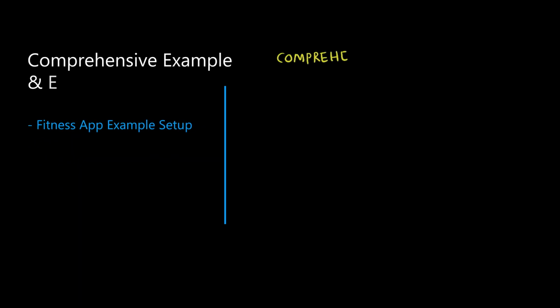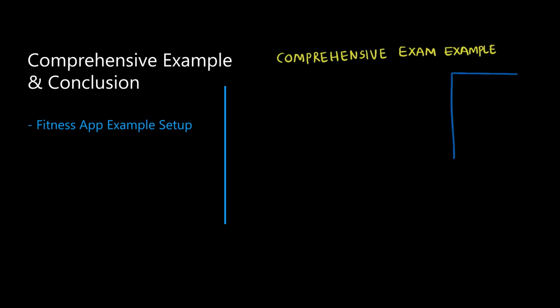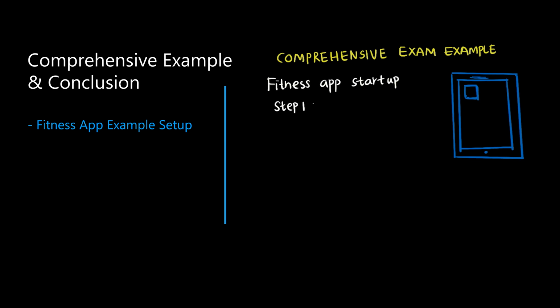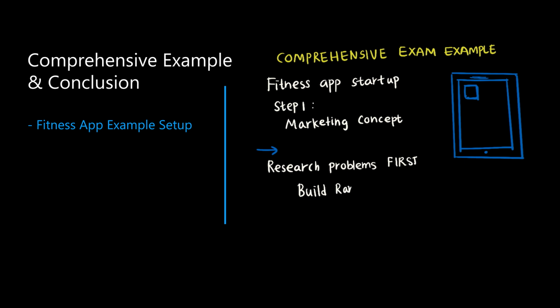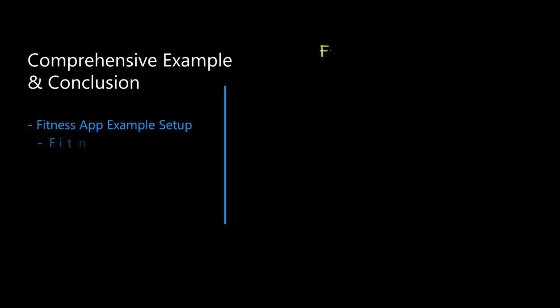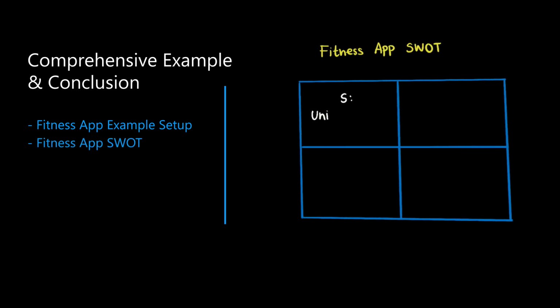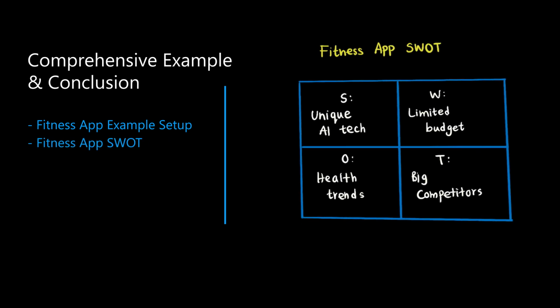Let me tie everything together with a comprehensive example that could appear on your exam. Imagine a startup launching an innovative fitness app. They'd start by using the marketing concept, researching what fitness problems people face, rather than just building features they think are cool. Their SWOT analysis might reveal strengths in unique AI technology and weaknesses in limited marketing budget.